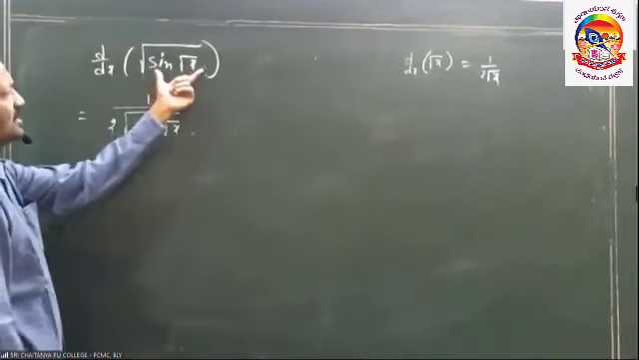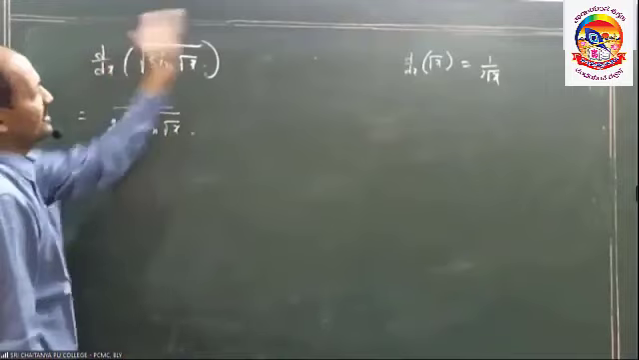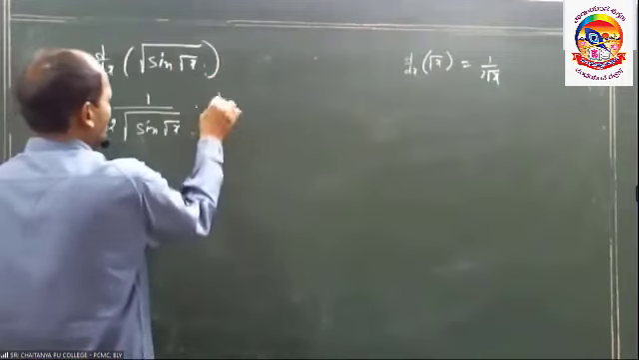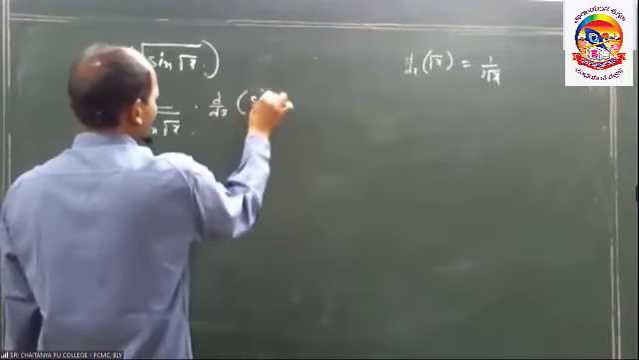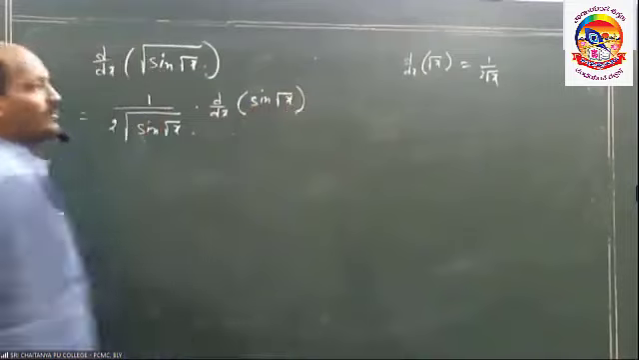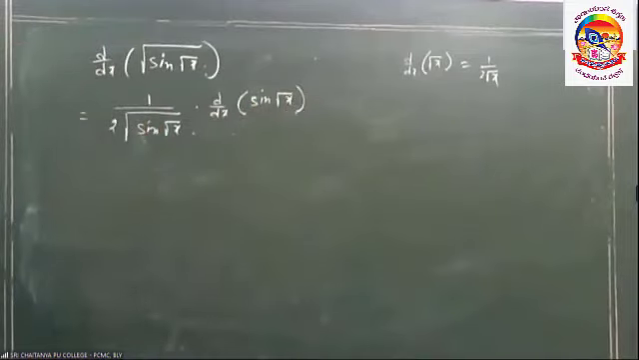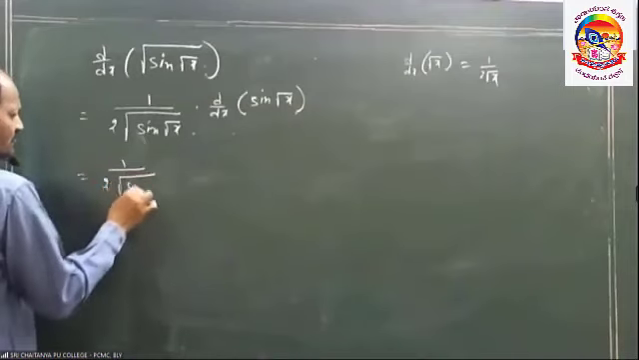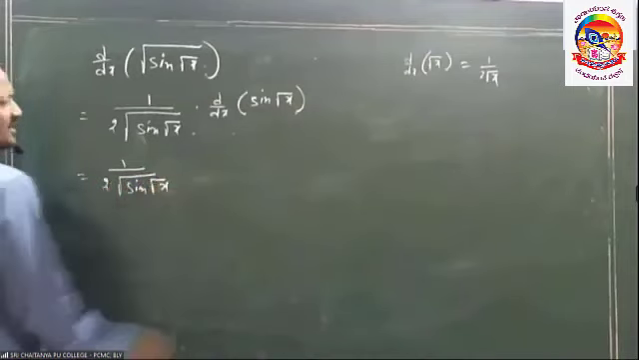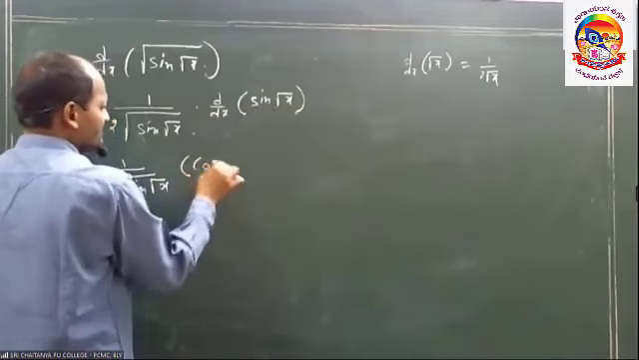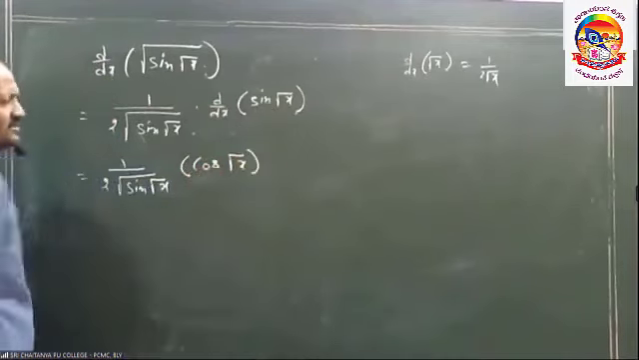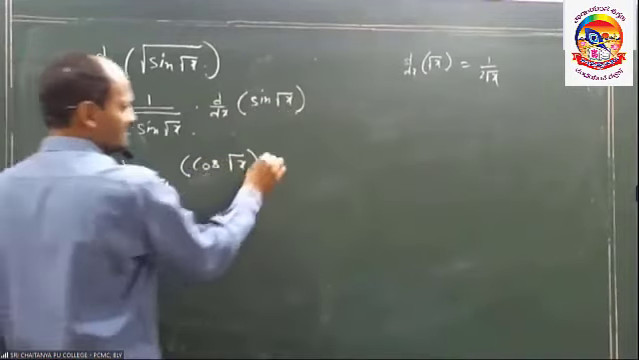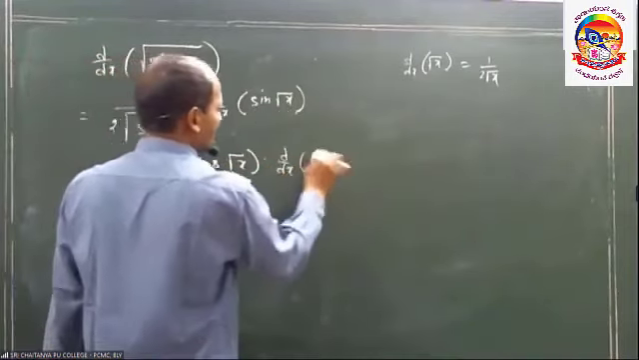First, root of the term we consider, x. So root x gives 1 by 2 root x, into the derivative of sine root x. Into the derivative of sine, it is cos root x. Okay? The derivative of sine root x is cos root x into the derivative of root x.